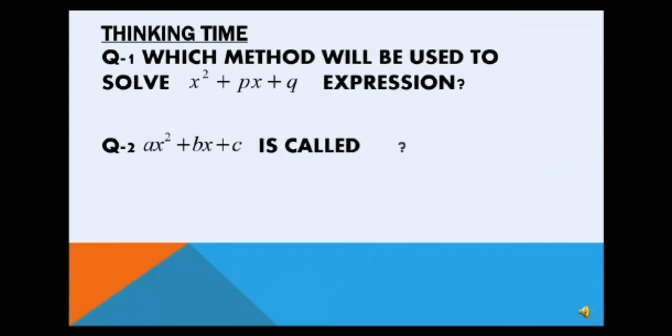You will multiply q by the coefficient of x squared, and then whatever number comes, you will select such pairs which will be added or subtracted to get p.